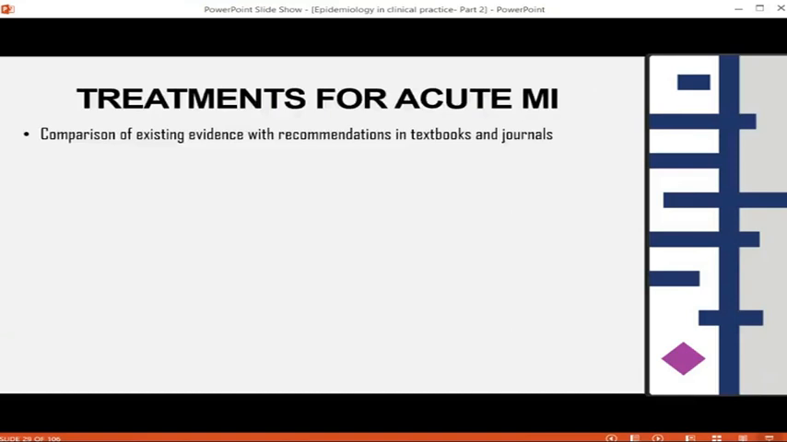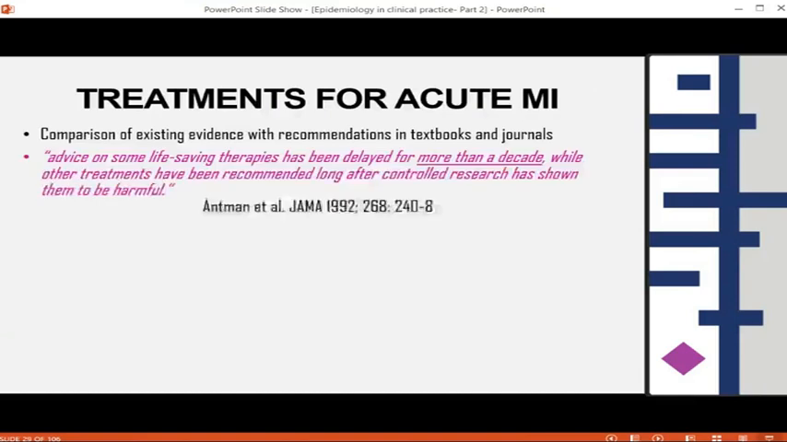And this was reflected in an editorial by Antman in JAMA. It said advice on some life-saving therapies has been delayed by more than a decade, while other treatments have been recommended long after controlled research has shown them to be harmful.